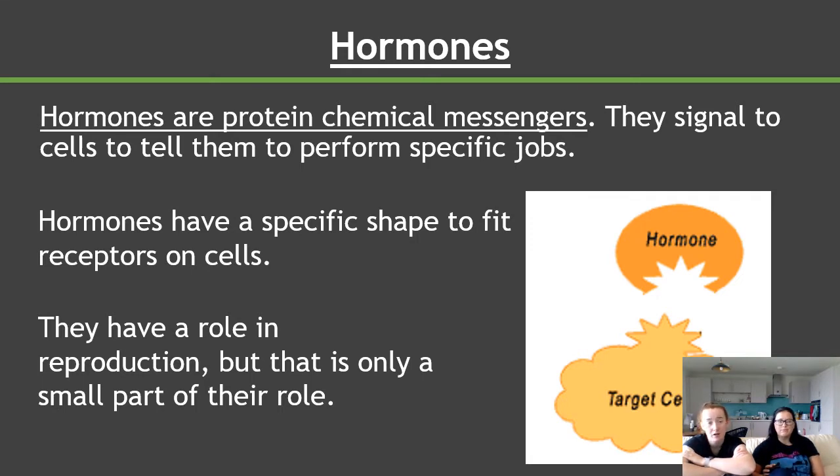One that you probably most commonly know is insulin. Insulin is a hormone that you have, and its job is to tell your body about regulating blood glucose, which we will touch on a lot in the multicellular unit. But the idea is hormones have a really specific shape, so that they fit into receptors on a cell, a bit like jigsaw pieces. You can see in this diagram here the hormone fitting the shape of the target cell.